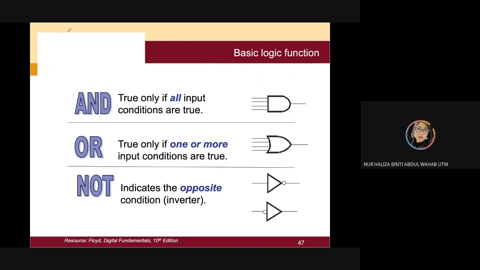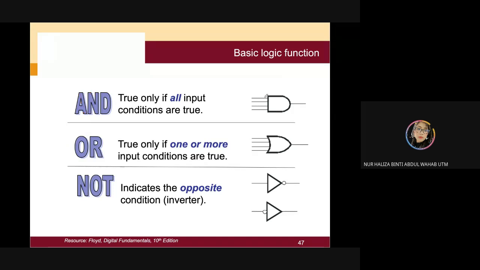That's why in your truth table, you will have 0, 0, 0, 1, 1, 0, 1, 1. So in sequence, you can see that it is 0, 1, 2, 3. Altogether there are 4 situations.